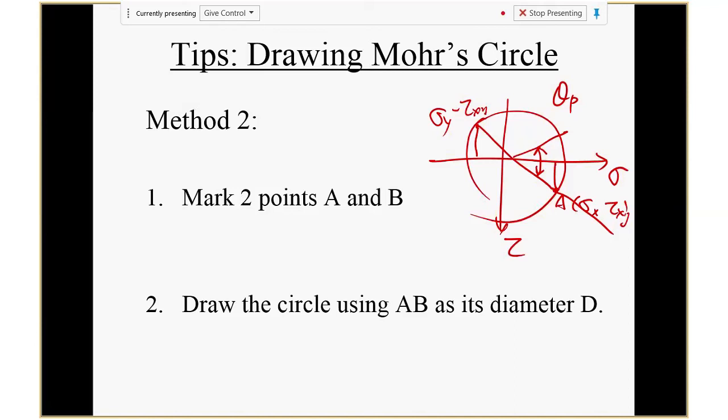And in fact, this angle here is actually 2 theta p. Why is it 2 theta p? Because all the angles on this plane, the Mohr circle plane, or the Mohr plane, are 2 theta. Everything is doubled, because the equation starts with 2 theta. Therefore, everything on this plane will be 2 theta. All right?